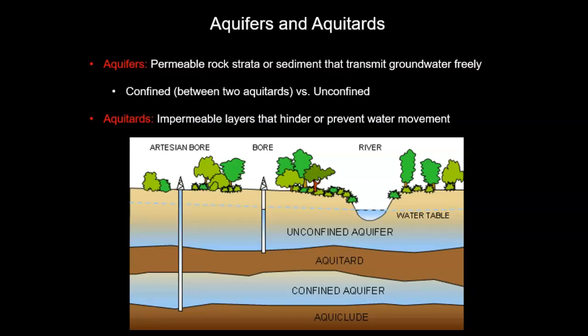Permeable rock strata or sediment that transmits groundwater freely is called an aquifer. So sands and gravels are common examples of aquifers, or rocks that are permeable and that can transmit groundwater freely through them and can store it freely as well. So if an aquifer lies between two aquitards, then it is called a confined aquifer. When it is not bound by any aquitards, or when it only has one aquitard on the bottom of it, it is called an unconfined aquifer.